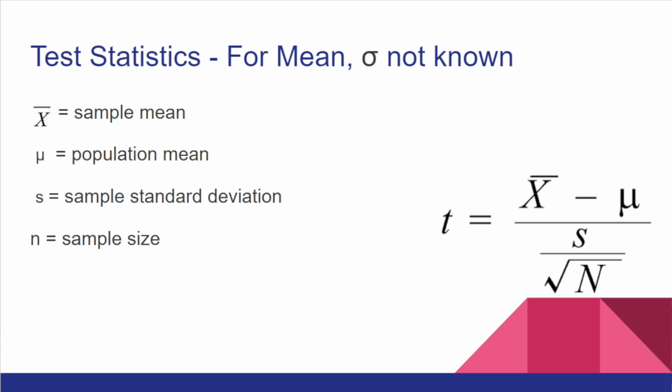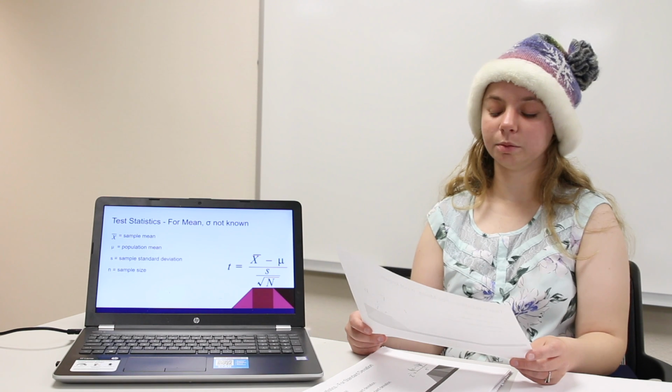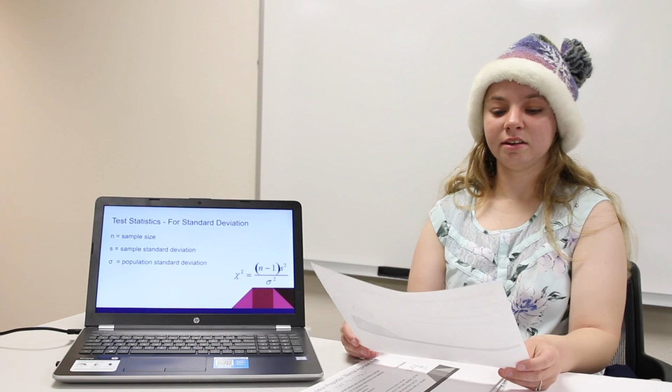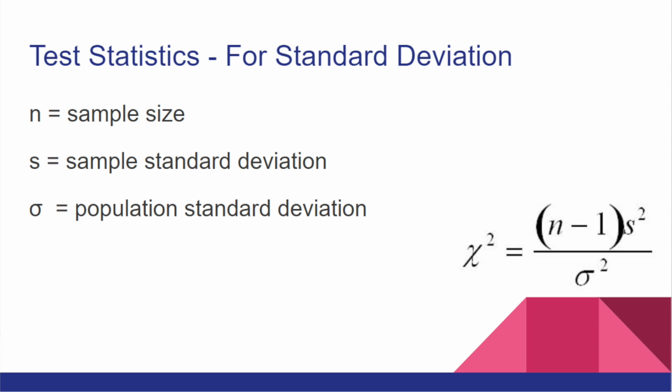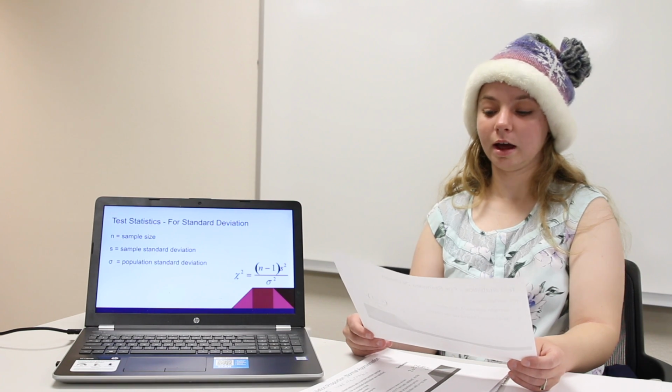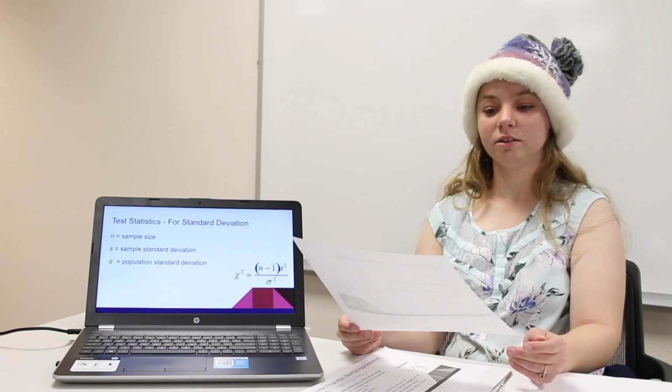It has x bar as the sample mean, mu as the population mean, s as the sample standard deviation, and n as the sample size. So the test statistic would be t equals x bar minus mu divided by s divided by the square root of n. The test statistic for standard deviation is: n equals sample size, s equals sample standard deviation, and sigma equals population standard deviation. And that would be chi-squared equals in parentheses n minus 1, so that means you do that first, then you times that by s squared, and then divide it by sigma squared.